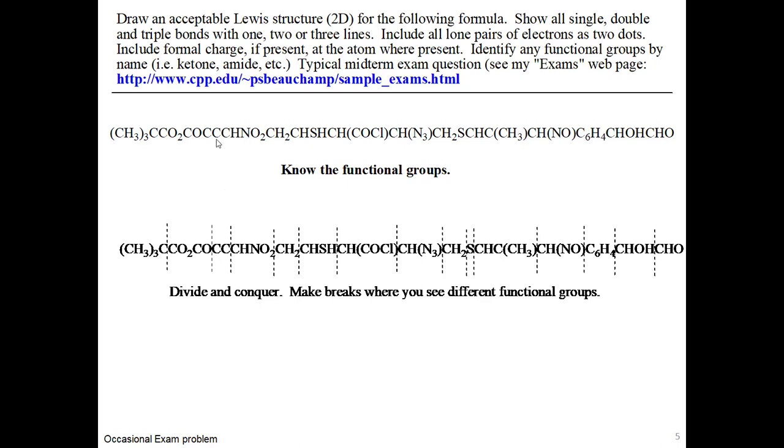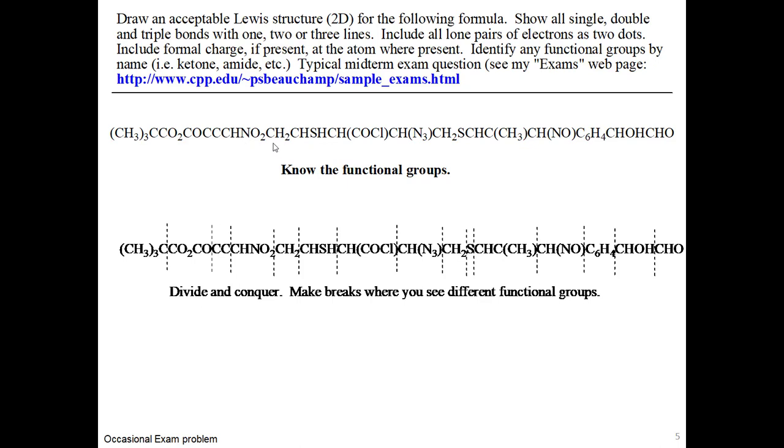And then I come to these 2 carbons here with not much else. So again, it looks like that's probably a carbon-carbon triple bond. So I make a break right there. And then I have a CHNO2. So NO2 is a whole unit off to the side. That's going to be a nitro group. Okay, so then I'm going to make a break.